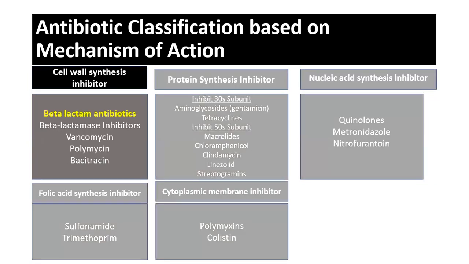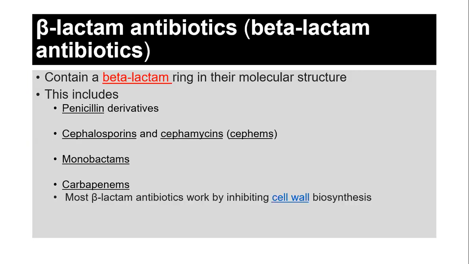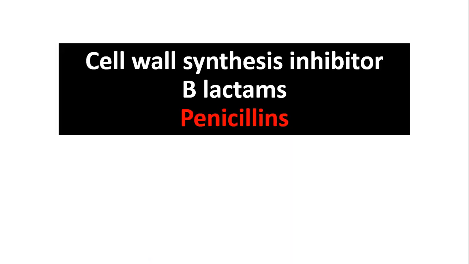Starting from cell wall synthesis inhibitors and beta-lactam antibiotics, a very important class of antibiotic. These are called beta-lactam antibiotics because they've got a beta-lactam ring in their molecular structure. These antibiotics include penicillins, cephalosporins, monobactams, and carbapenems. And all these antibiotics work by inhibiting cell wall synthesis.